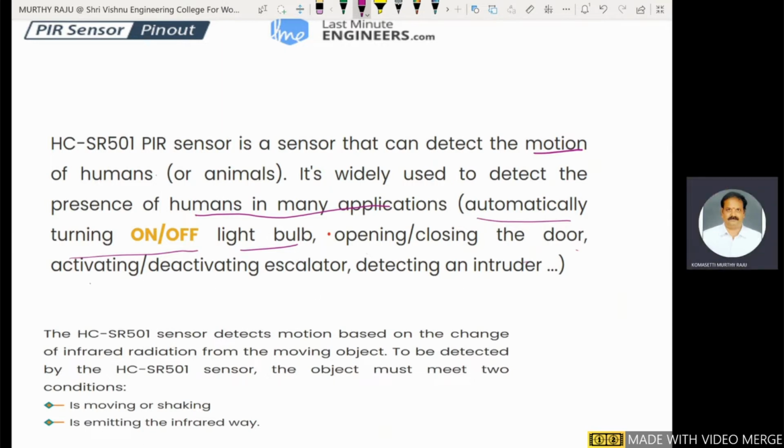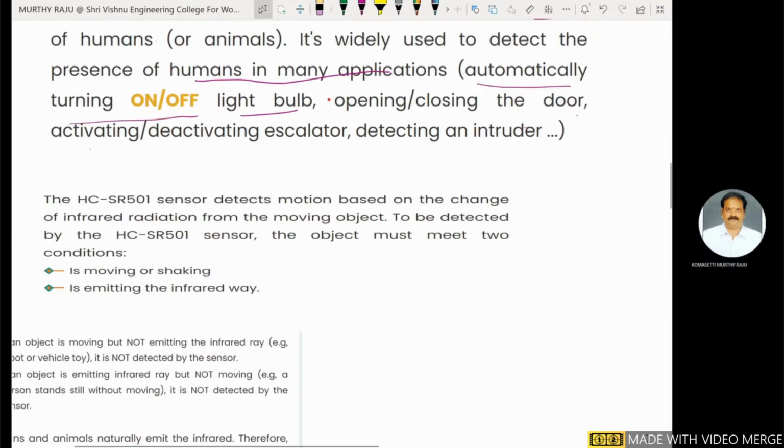Detecting an intruder. Whenever a faulty person comes into your home, with the help of the PIR sensor that person is easily identified. These are some important applications.